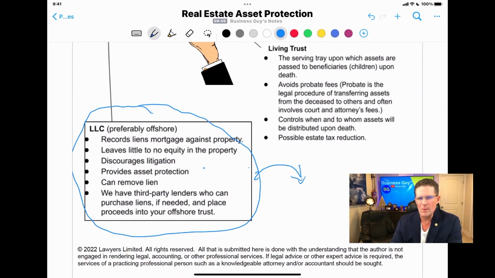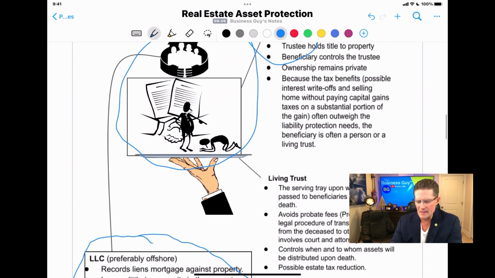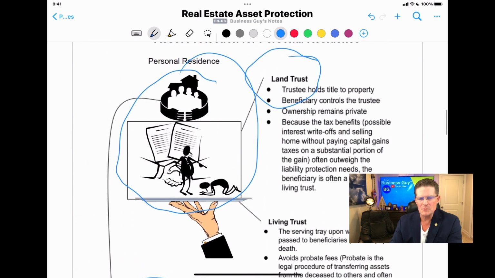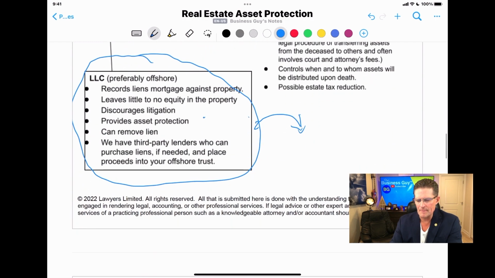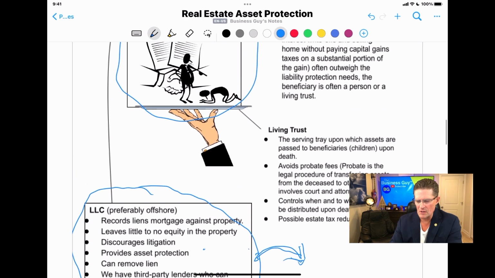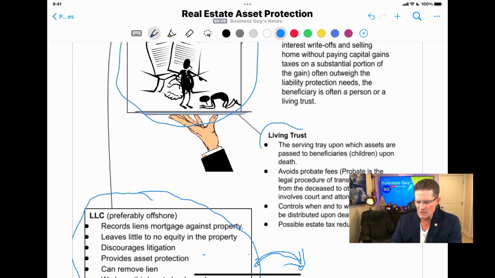So initially, it's an equity line of credit lien. There's no money changing hands and it's payable to your own LLC. Then if needed, we have a third-party lender come in and purchase that mortgage and put the proceeds in a you-can't-touch-it account in your offshore trust so it's safe and secure. We may even involve a living trust so you have estate planning. And the nice thing is the offshore trust also has robust estate planning provisions as well.